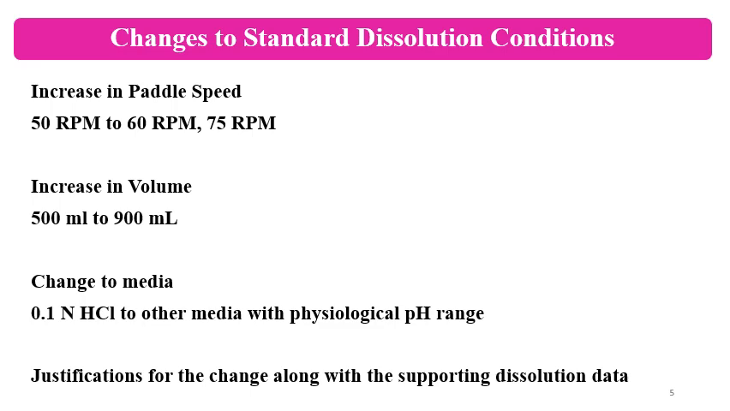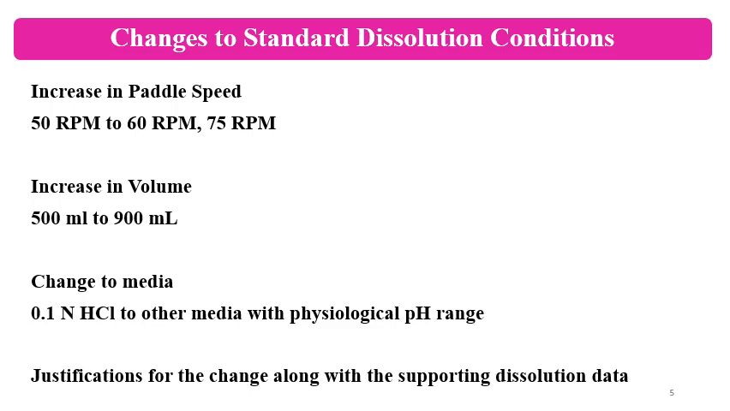Now you might have a question: why is 0.1 normal HCl media used? That media is used because if the formulation is an IR formulation and contains a highly soluble drug substance, then the immediate release behavior of the formulation will lead to the release or dissolution of the API in the stomach environment only. That's why 0.1 normal HCl is the most suitable media.